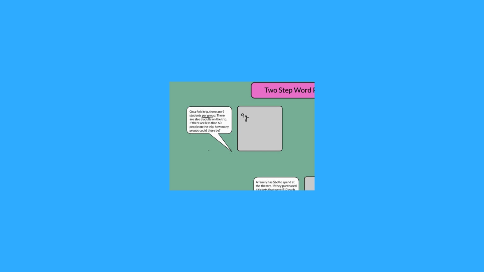There are also, additionally, 8 adults on the trip. If there are less than 60 people, so this has to be less than 60 people on the trip. It does not say it could equal, so we use just the strictly less than sign.